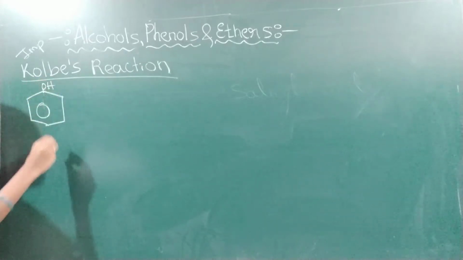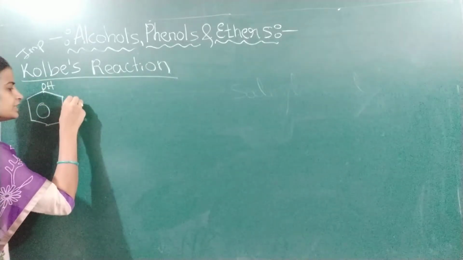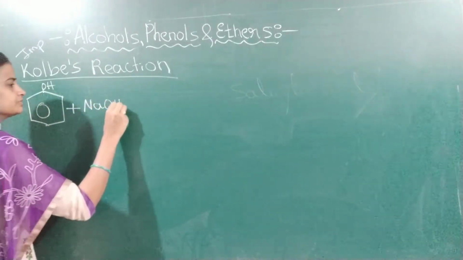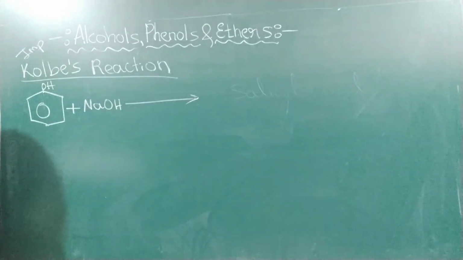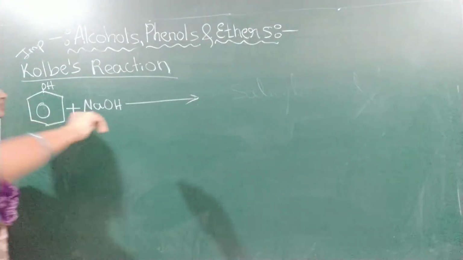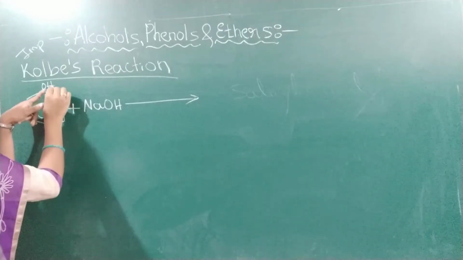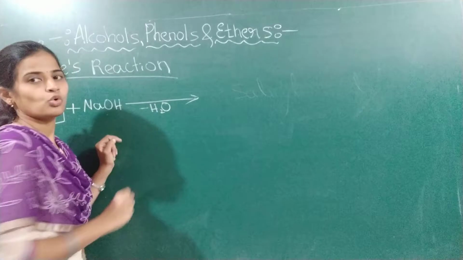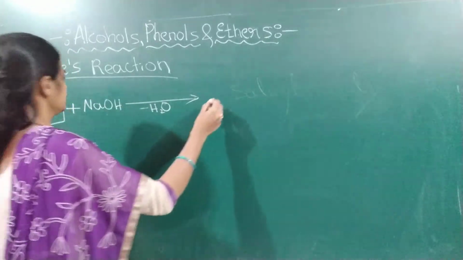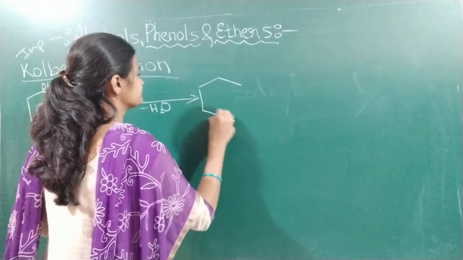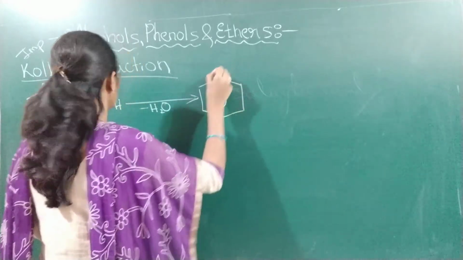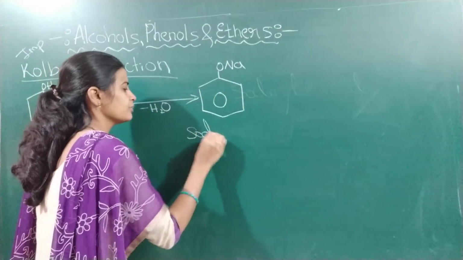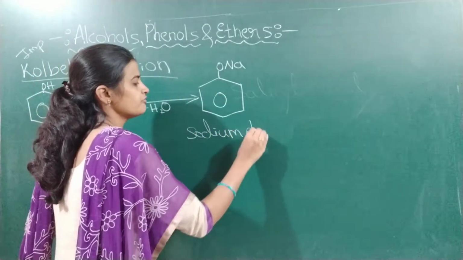First, phenol is treated with sodium hydroxide, NaOH. When phenol is treated with sodium hydroxide, see what gets eliminated: one H and one OH, that is H2O gets eliminated. Then what is formed here? ONa. Students, what is the name of this one? The name of this one is sodium phenate.